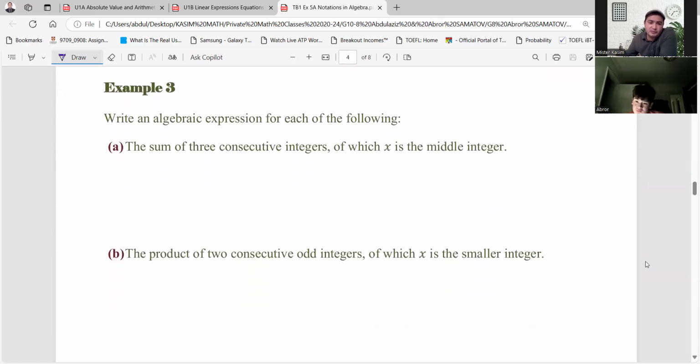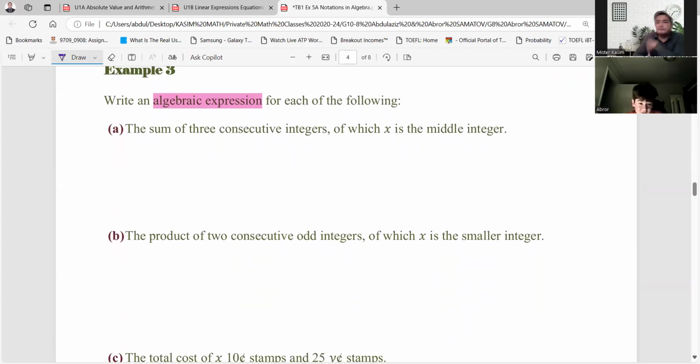Okay, example 3, read it. Write the algebraic expression for each of the following. Read A. The sum of three consecutive integers of which x is the middle integer. How do you read this? It's not X, right? The sum of three consecutive integers.